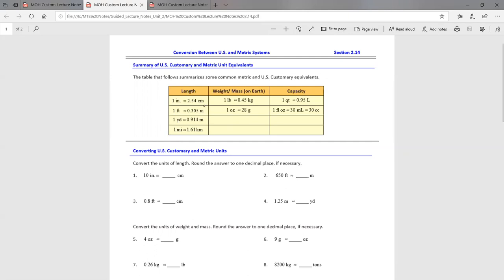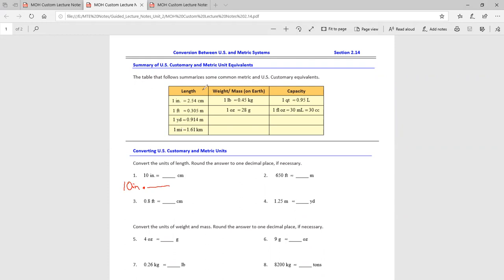So let's do problem 1. We're starting with 10 inches. And it says to convert to centimeters. Well, 1 inch is 2.54 centimeters. So we take our 10 inches, and we're going to multiply this by a fraction. And the numbers that go in the fraction are going to be based on the conversion. 1 inch is 2.54 centimeters.